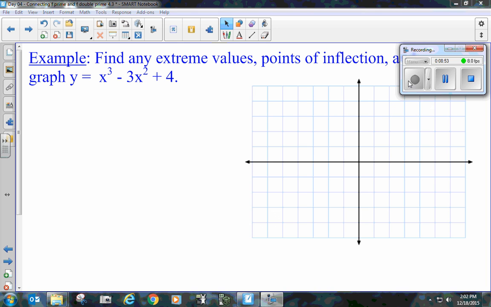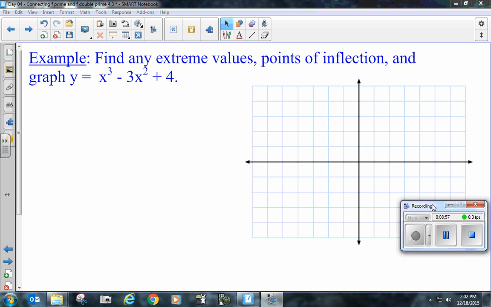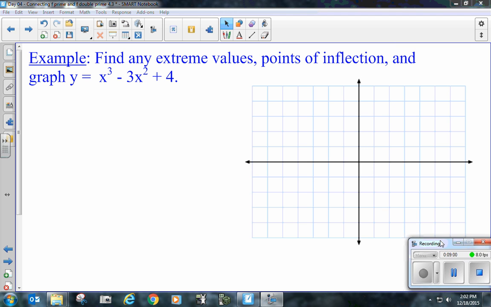Okay, so now we're actually going to do this. All right? Find any extreme values, points, and inflections, and then graph. Y equals x cubed minus 3x squared plus 4. All right. Now, I'm going to take the first derivative. Hey guys, what's the first derivative there? You can do that quickly now.